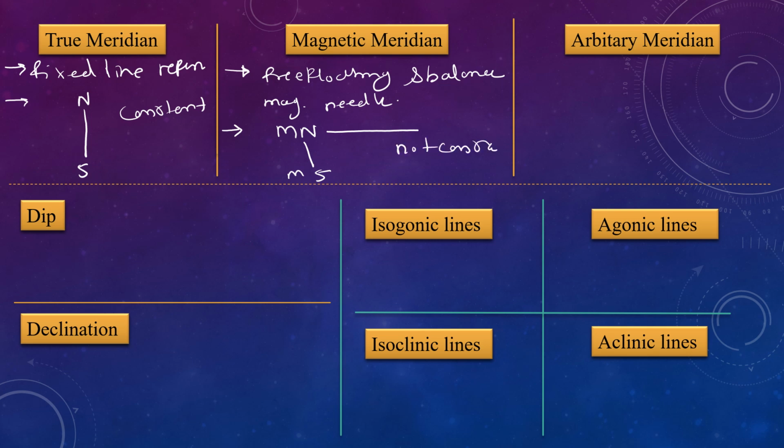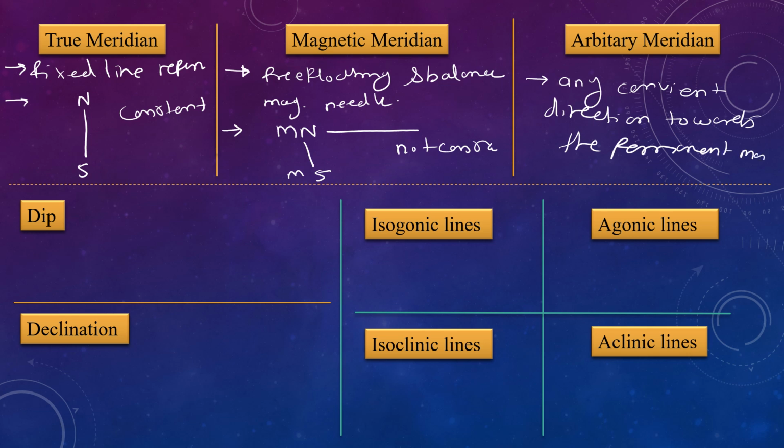Then next is arbitrary meridian. Arbitrary meridian is any convenient direction towards a permanent mark. So this is about the true meridian, magnetic meridian and arbitrary meridian.